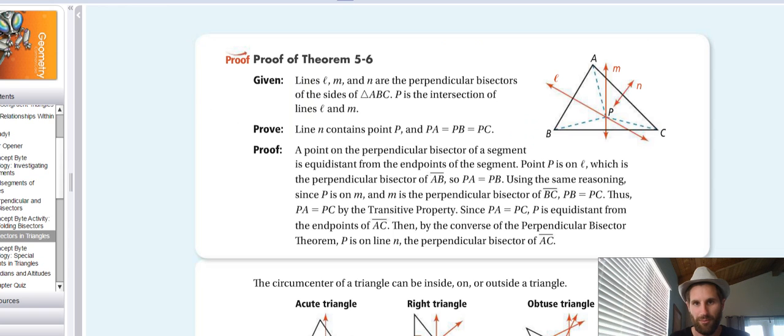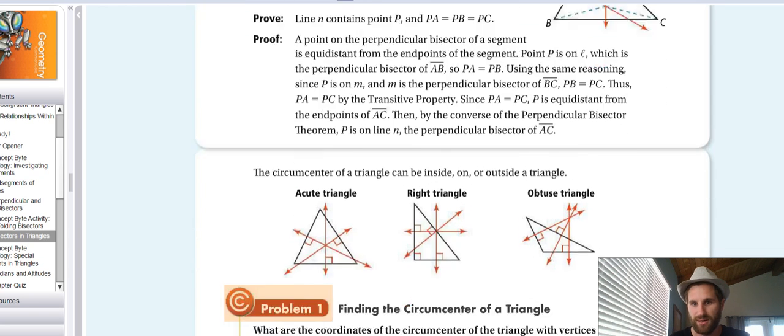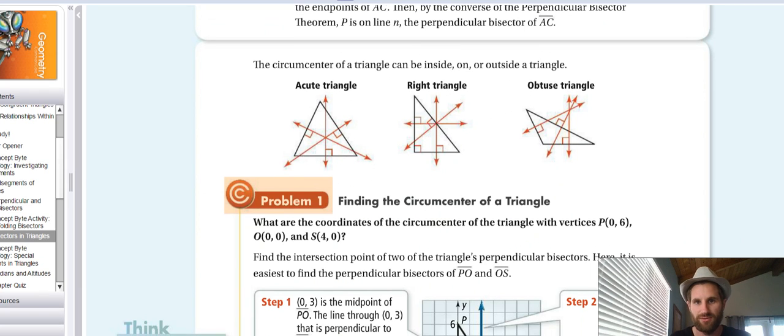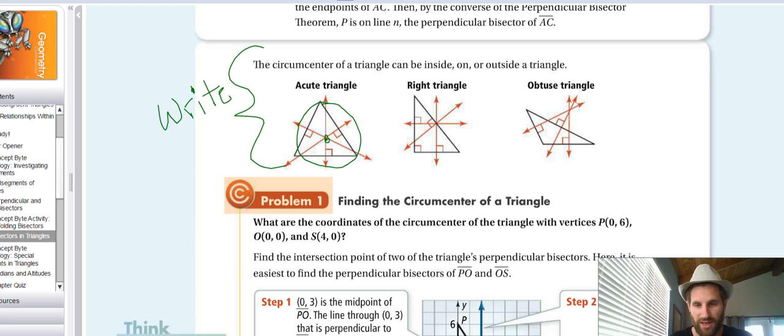And by the way, I think this is kind of cool too, and I want you to go ahead and write this down as well. The circumcenter of a triangle can be in many locations. So this right here, please write. Basically, the circumcenter can be inside if it's an acute triangle. So the circumcenter will be in here. So if I drew the circle around there, look at that, that makes sense.